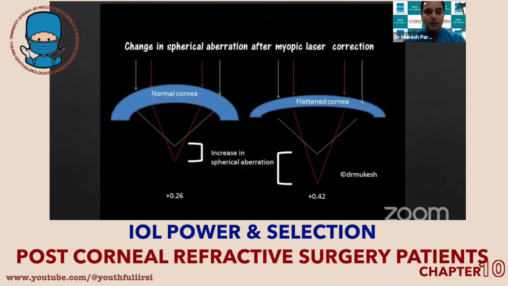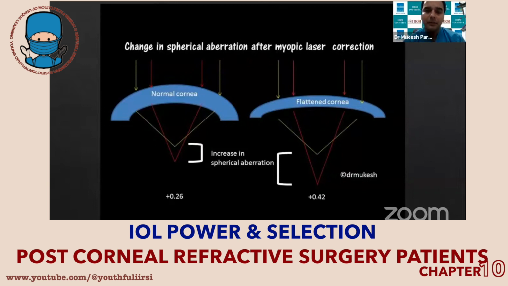Now, this is very important. What happens to the spherical aberration after the myopic laser correction? As we all know, spherical aberration is the peripheral rays converging more than the central rays. The 0.26 is obviously for the Western population. It's measured at around 6 to 8 millimeters of pupillary size at the corneal zone. What we have here in India is a mesopic pupillary size of around 4.2, and the average spherical aberration is around 0.1 to 0.16.